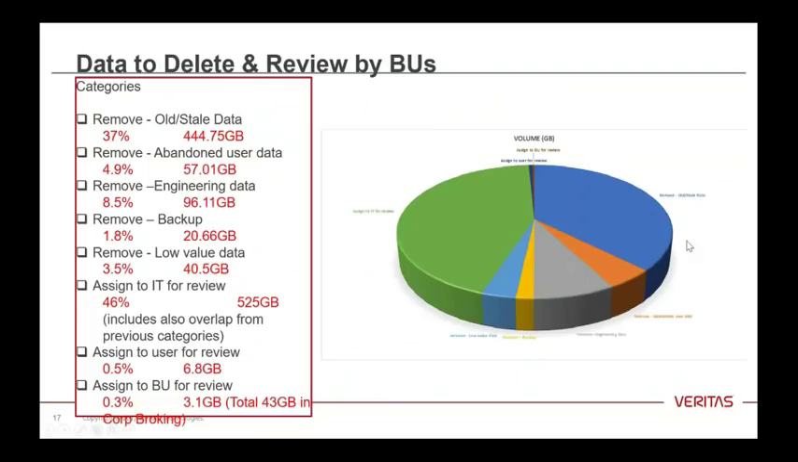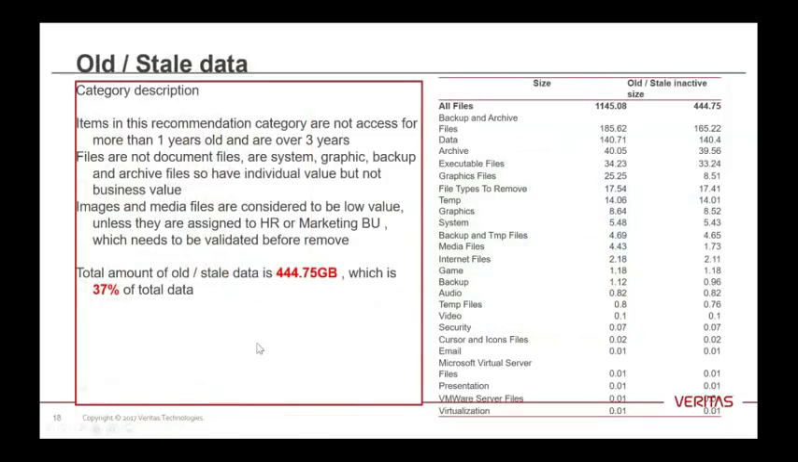Okay, and then one big one was this report allowed them to have a look at the stale data, and this is the data that we're going to delete. And for each department, we can see there 43 gigabytes just in this small share, this test share that they ran the reports against. So this is an example of a report of old stale data.